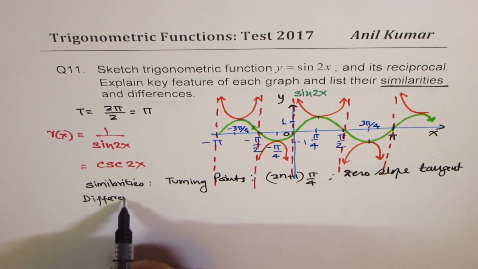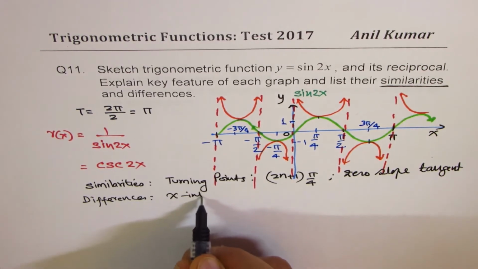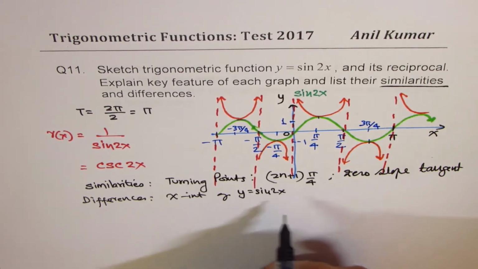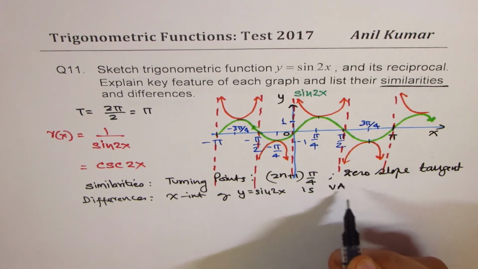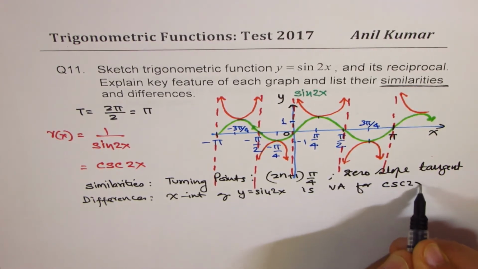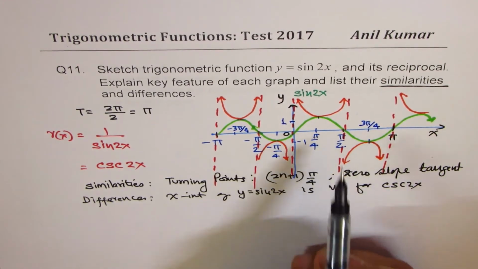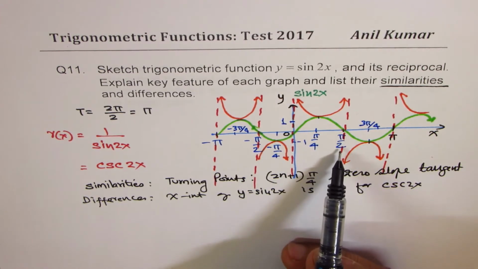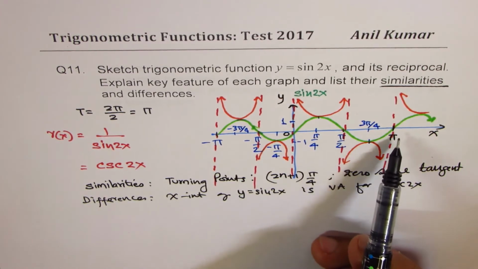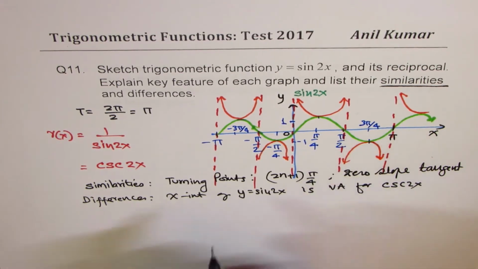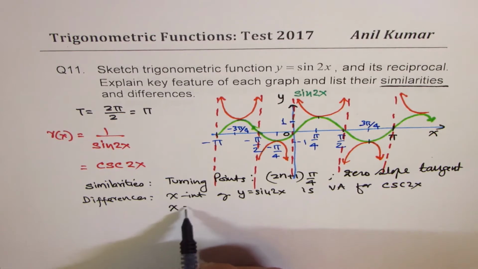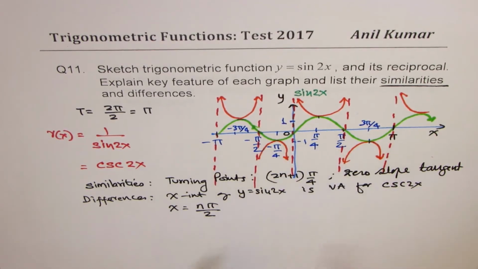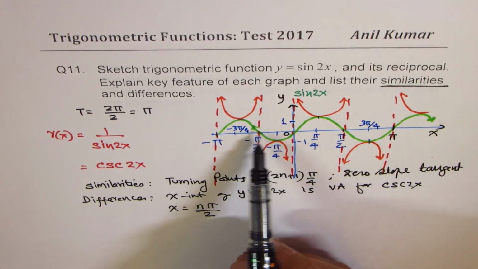A major difference is that the x-intercept of the function y equals sine 2x is actually a vertical asymptote for cosecant 2x. Do you see that? That's a major difference. The x-intercepts are at which points? They are on the multiples of pi by 2: 1 pi by 2, 2 pi by 2, 3 pi by 2, and so on. So these are at x equals n pi by 2. Those are the points where the x-intercepts become vertical asymptotes.